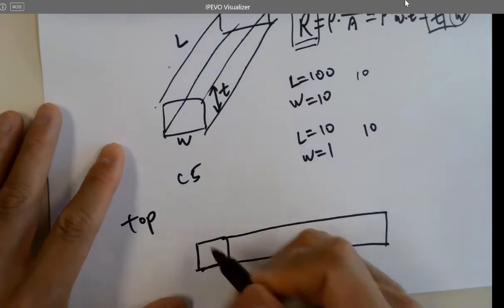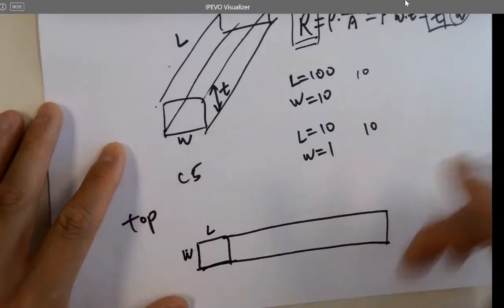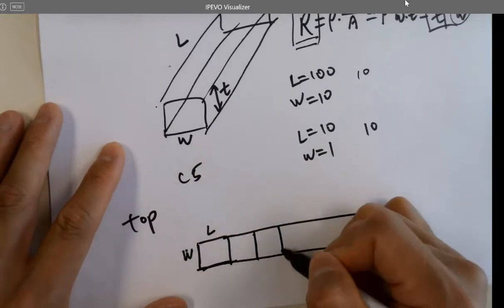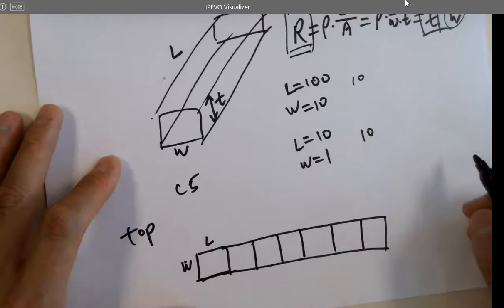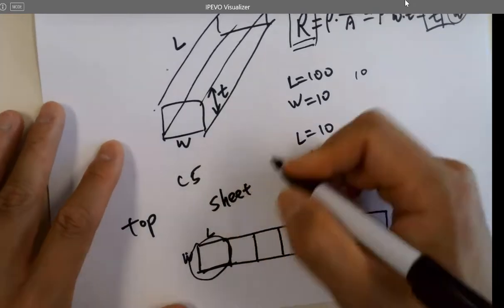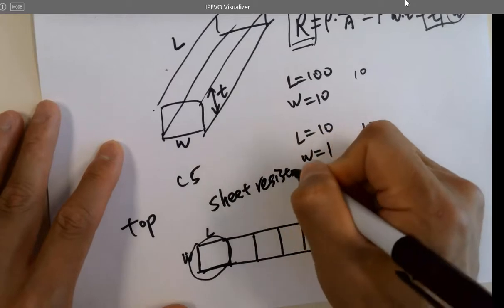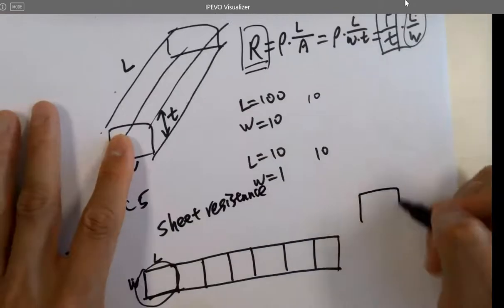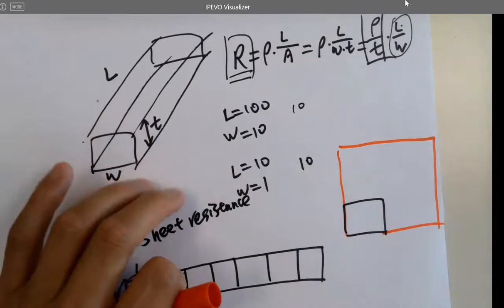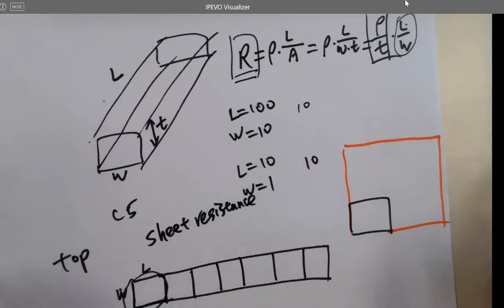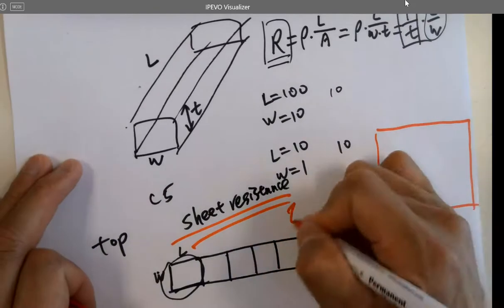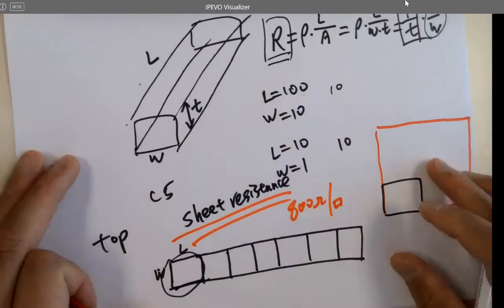And this equals this. This is L, this is W, and the ratio is 1. So this is 1 square here, and just calculate how many squares you have in the resistor to find out the resistance. And this is called the sheet resistance. Why? Because if you have a square like that, or if you have a square like this, do they have a different resistance? No, it's just 1 over 1. It's still the same ratio. So this is called sheet resistance. And for C5, it's 800 ohms per square.